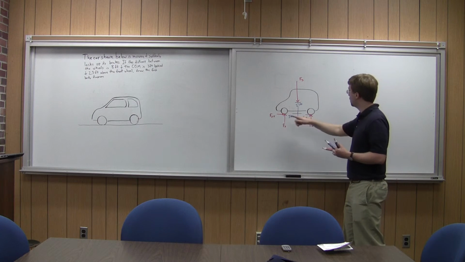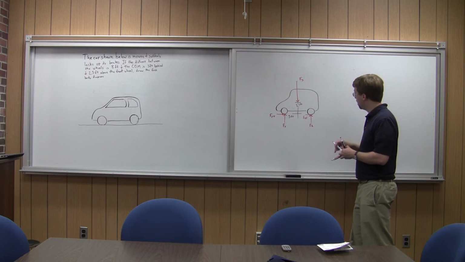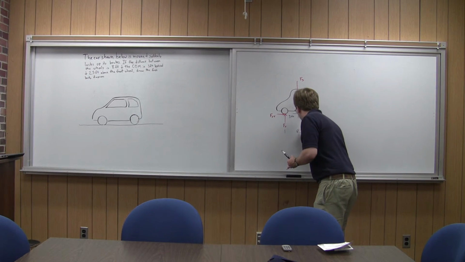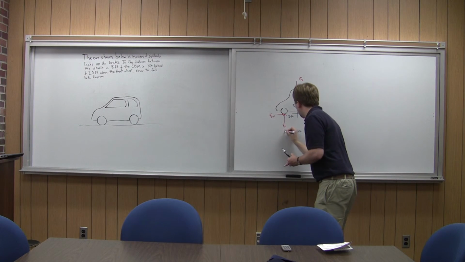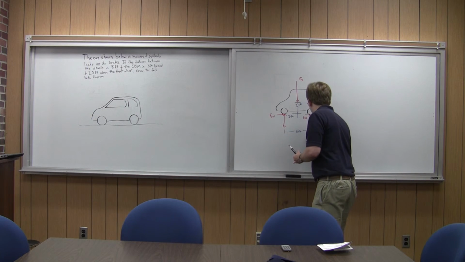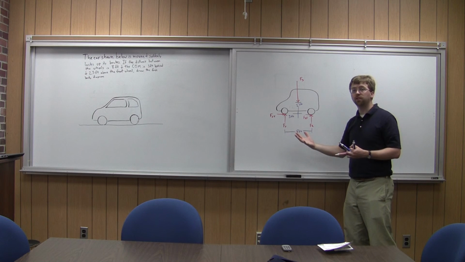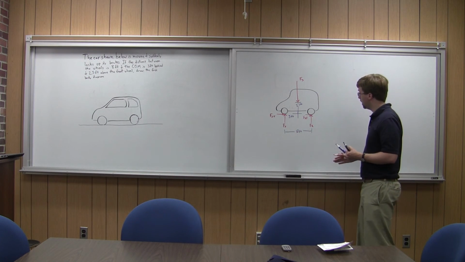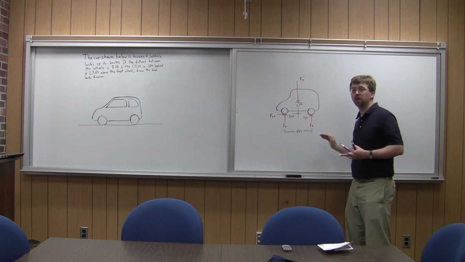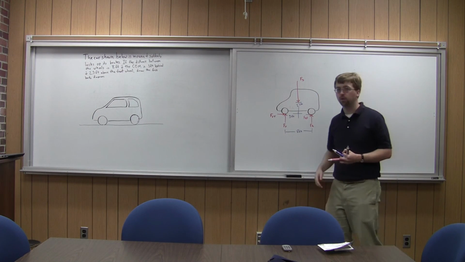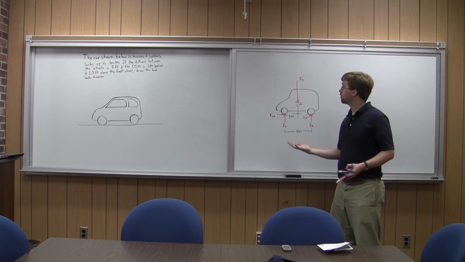So with this, I've got the location of FG. I can actually draw in one more dimension. I said I know that this is 8 feet from front to back, at least between the wheels. So now I've got 5 different forces acting on this little car here. I've got a normal force at the front and back, I've got a friction force at the front and back, and I've got my gravitational force. So with that, we've got our free body diagram.